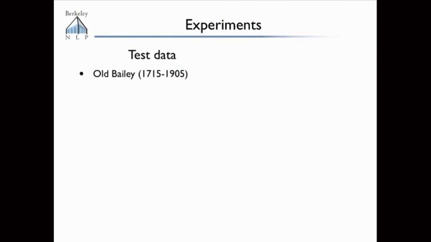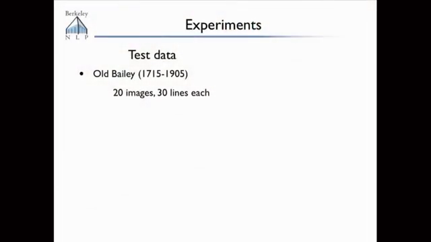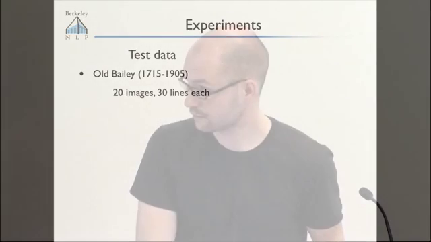Okay, so now let me talk about actual real experiments. I'll show you results on 2 different test sets. The first was taken from this Old Bailey corpus that I talked about earlier, the Old Bailey Courthouse in London. And here we chose 20 images at random, distributed across years, each consisting of 30 lines. And that formed our test set. And we manually transcribed these to get the gold data.